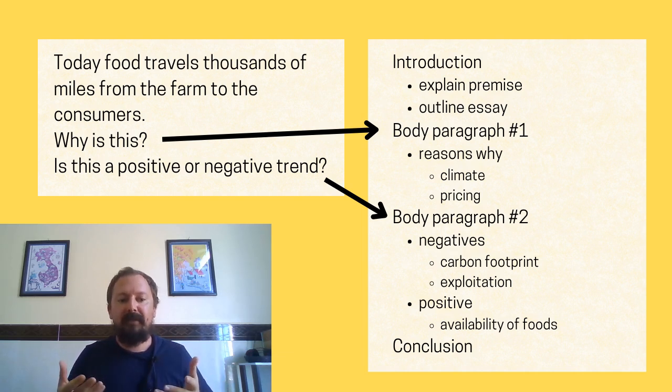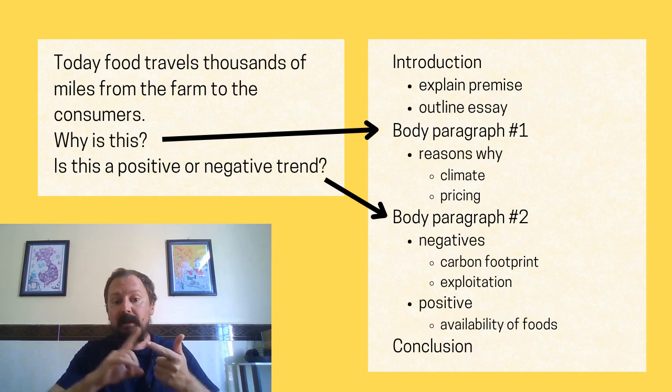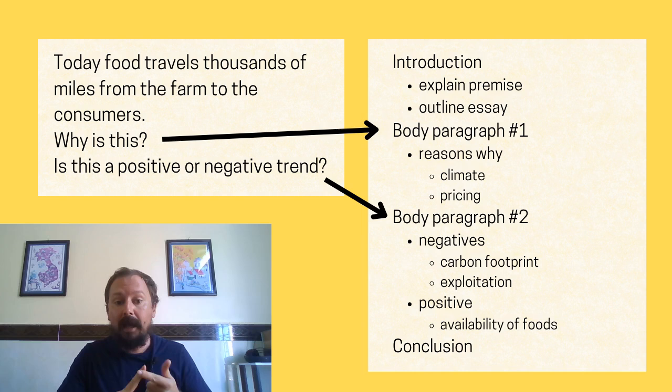So what we're going to have here then is we're going to have an introductory paragraph which sets up the main idea and tells the reader what to expect. The second paragraph is going to talk about the reasons why the situation happens. The third will weigh positives and negatives, and the fourth will be a conclusion.